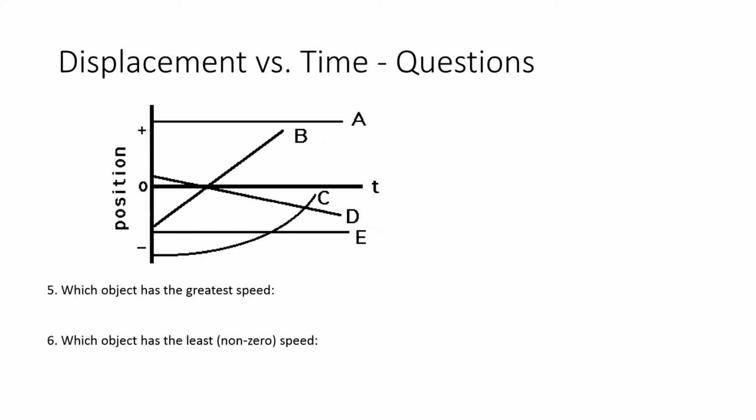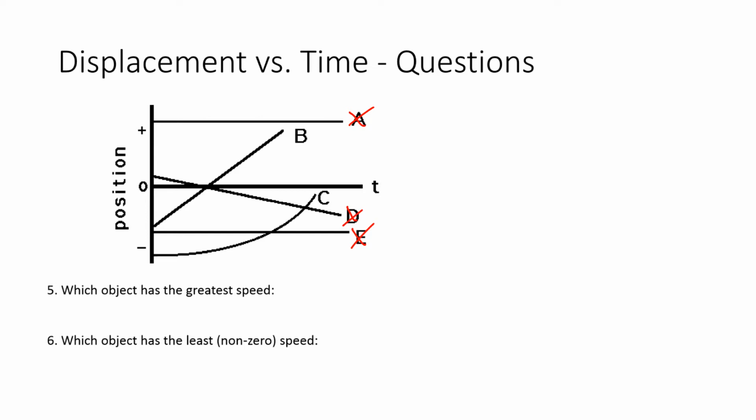Alright, which object has the greatest speed? This is kind of a tricky one here. So we said A is not moving, so it's not going to be A. E is not moving, so it's not going to be E. And we're looking for the greatest speed, so it can be positive or negative velocity here. So B and D, B has a steeper slope, so a greater slope, so it's going to have a greater speed. So it's definitely not D.